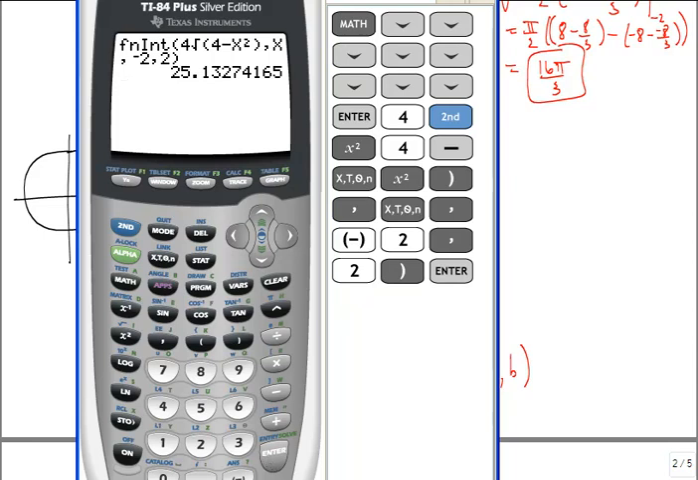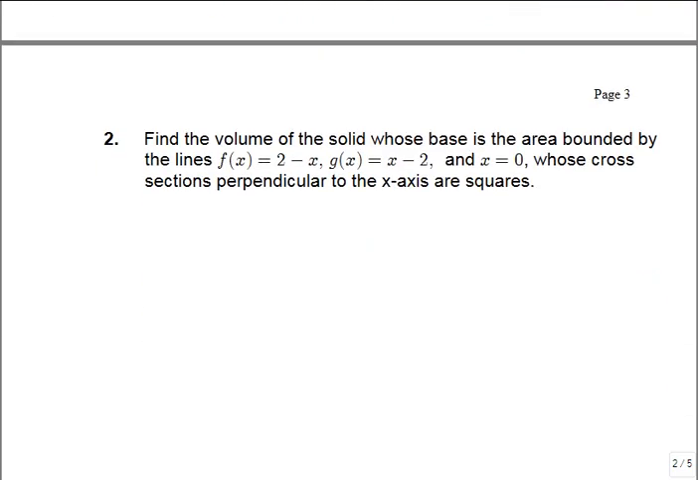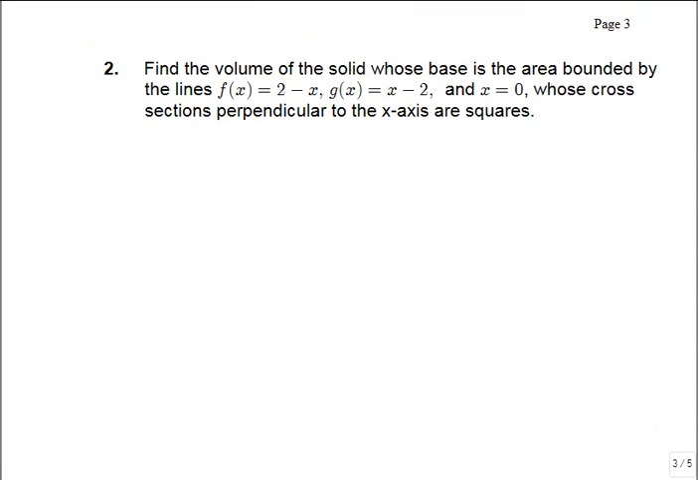Okay, so use that function integrate command to check your answers or to integrate ones that would be difficult to do by hand. So this is approximately 25.13. Okay, let's try another example.